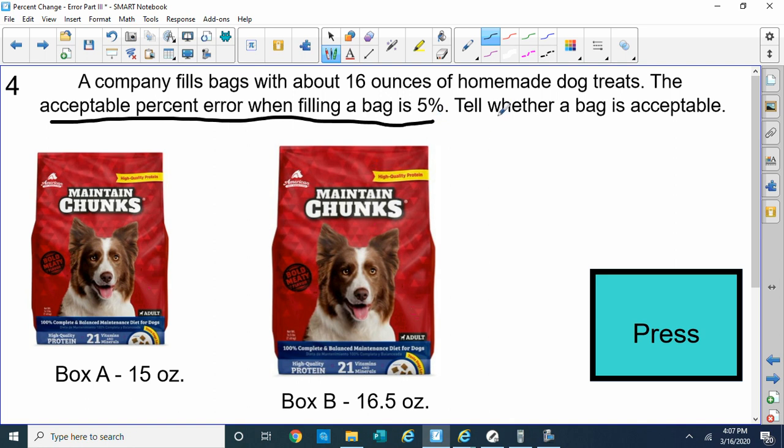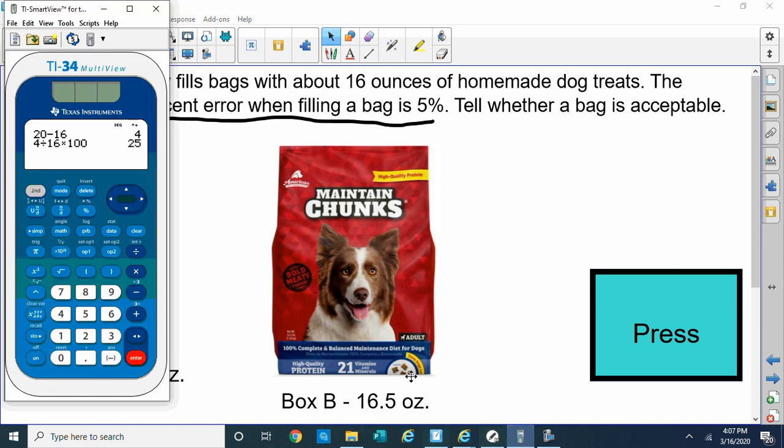So we want to find out which bag, whether it be A or B, is acceptable. So here we have bag A. I know it says box A, but it's bag A. It has 15 ounces. So let's compare that. Let's get our calculator to help us out. So we're going to subtract the amounts. And remember, let's clear this.